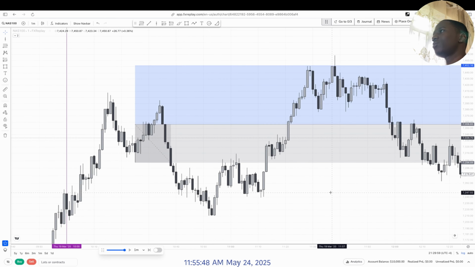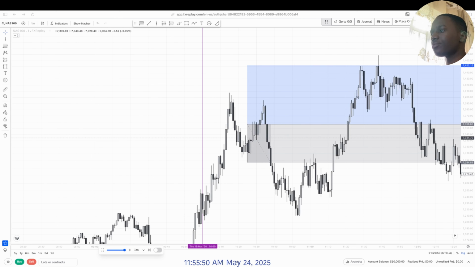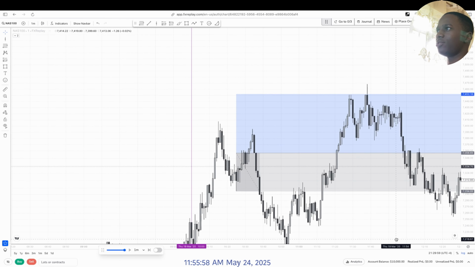Anyway, so this is one of the losses we get while trading the silver bullet. So maybe I'll keep learning more about it and seeing what I can change about trading it.